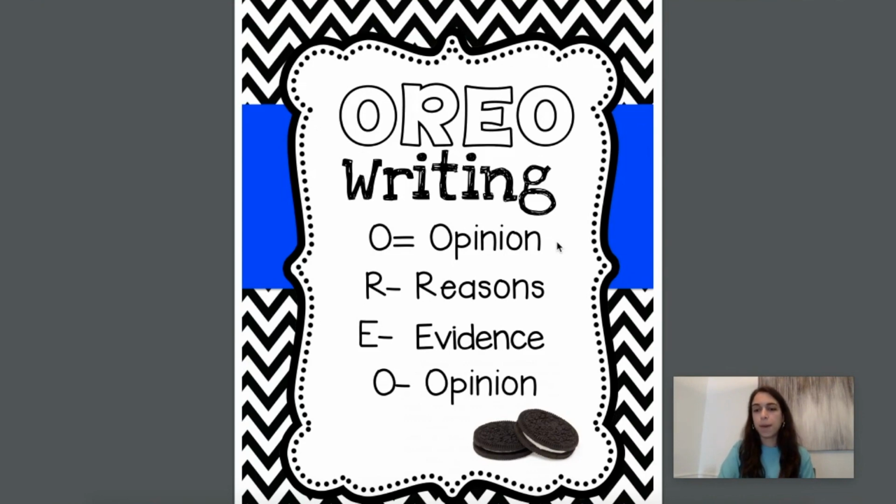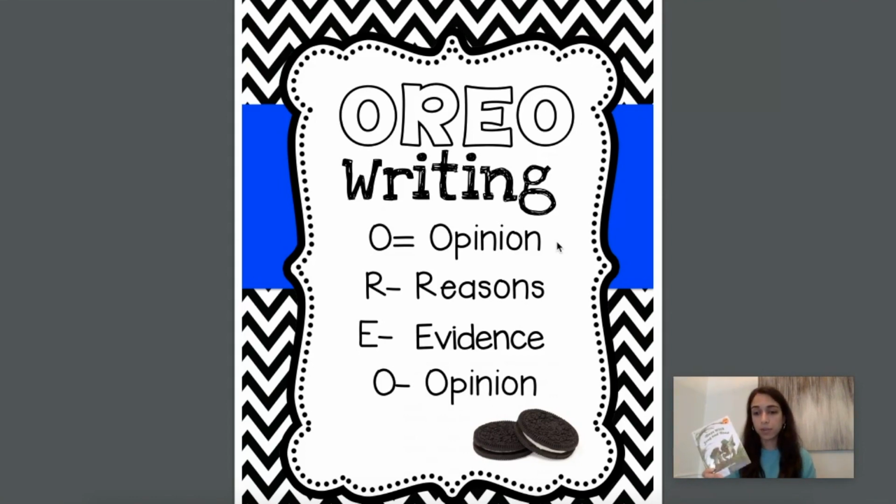And we're writing about books. To me, I think the easiest opinion that we can start with is thinking of a book that you really like and telling someone that you think they should read it. So like I'm going to be writing about why I think people should read Days with Frog and Toad.